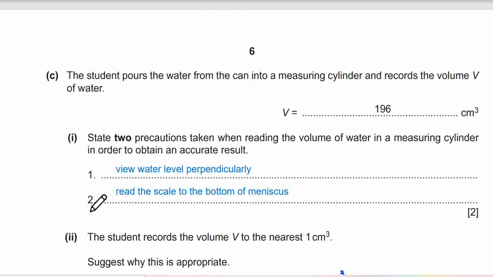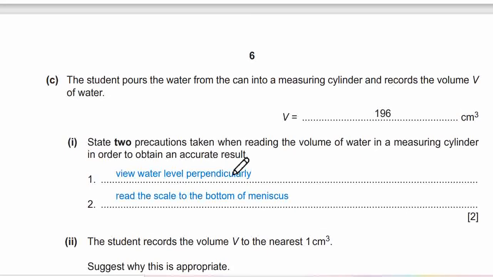Next question, C part 2. The student records the volume V to the nearest 1 cm, so the student records 196.